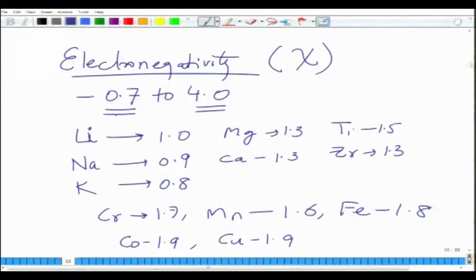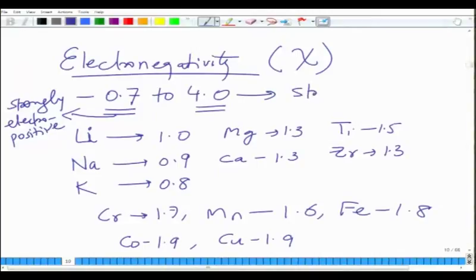So let me just define here, this is strongly electropositive, and this would be strongly electronegative. So these are typical metals.